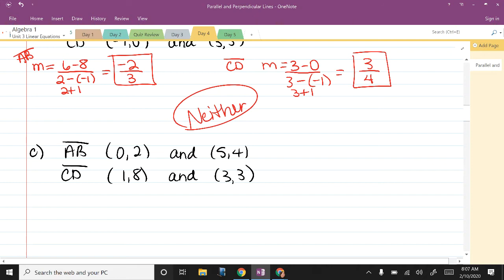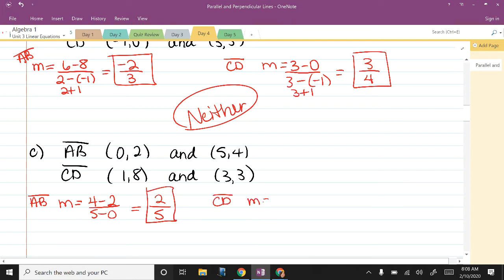All right, one more together, then you guys are trying one. So AB, what's Y2? 4 minus 2 over 5 minus 0, right? What's 4 minus 2? 2 over 5. And that is simplified. So if your slope isn't simplified, you got to make sure you simplify it.